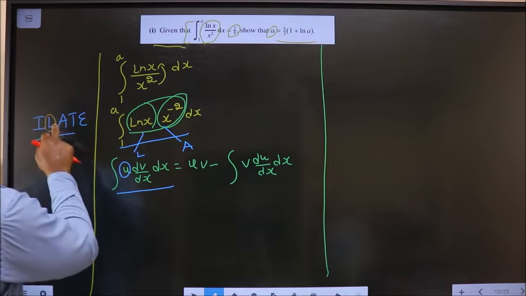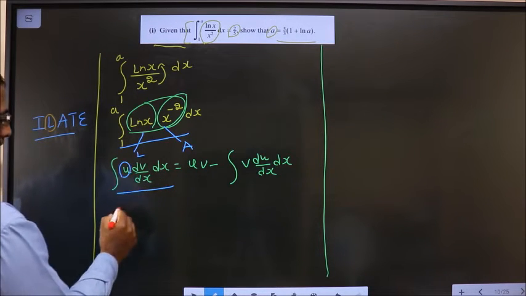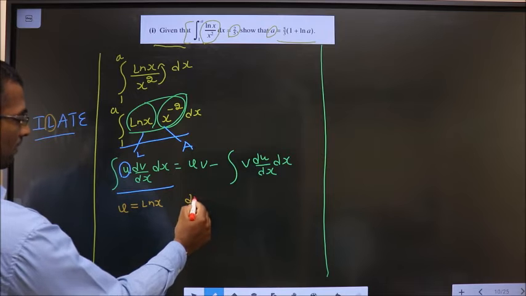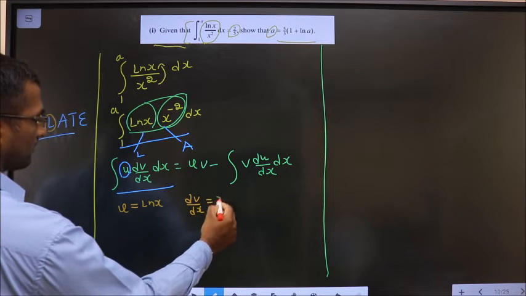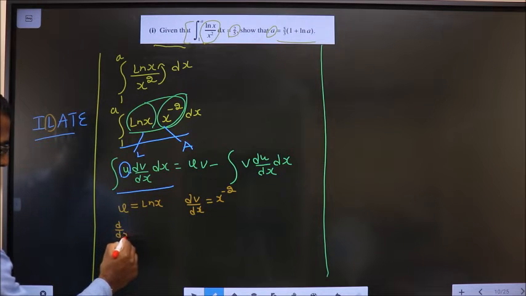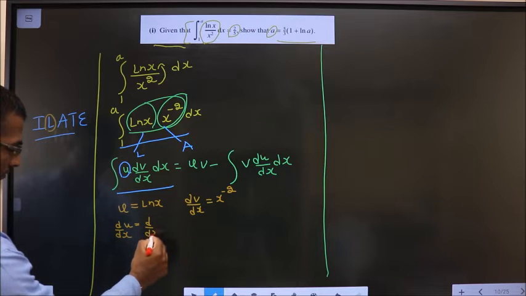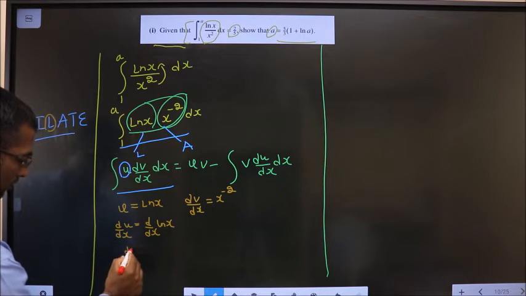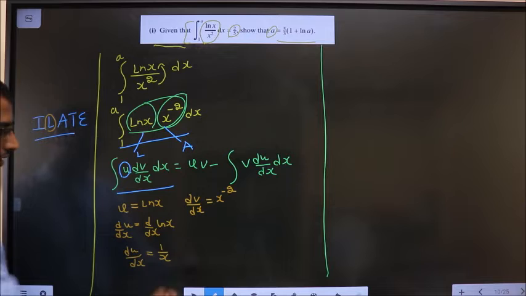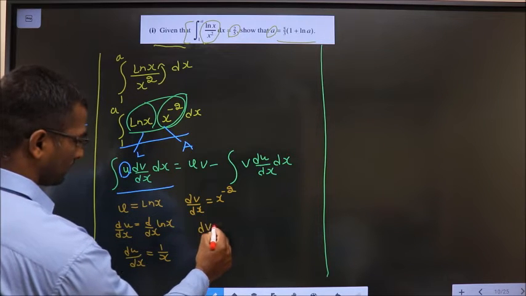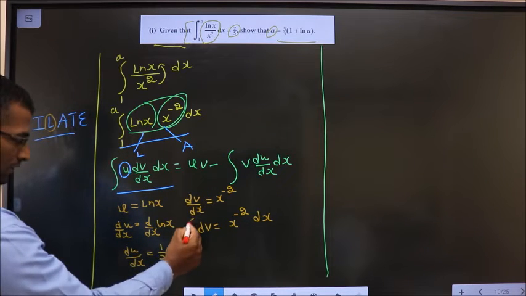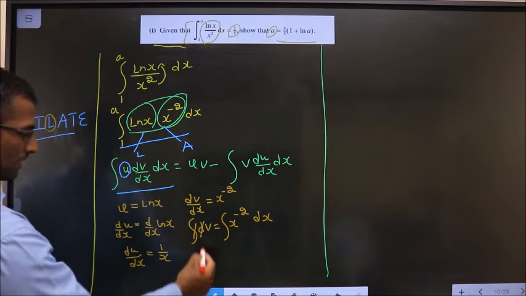Here L comes before A, so L should be taken for u. So u equal to ln x, and the left out one will be dv by dx. Now take d by dx on both sides. So du by dx is equal to the differentiation of ln x, which is 1 by x. Send dx to the other side, so dv equals x power minus 2 dx. Now do the integration on both sides. This cancels out, you get v.